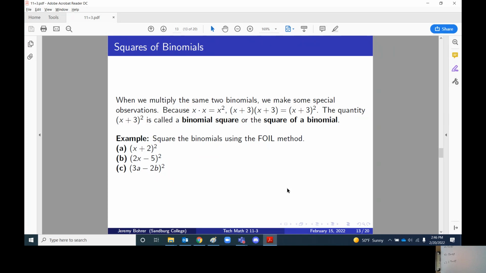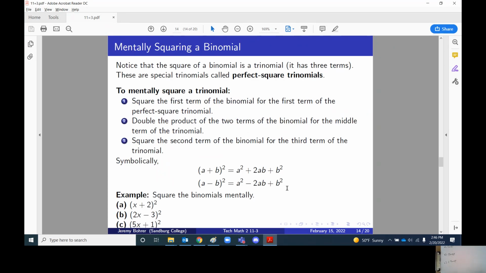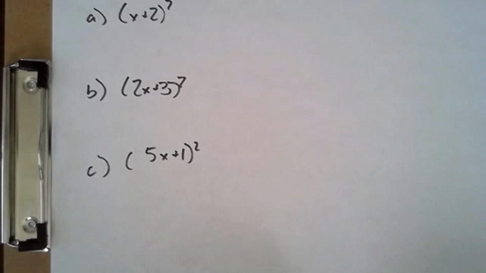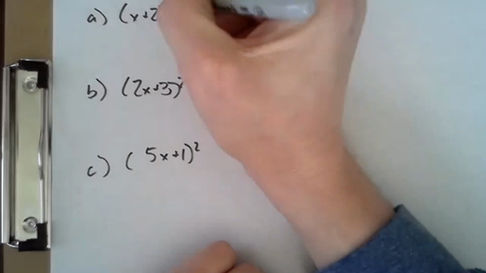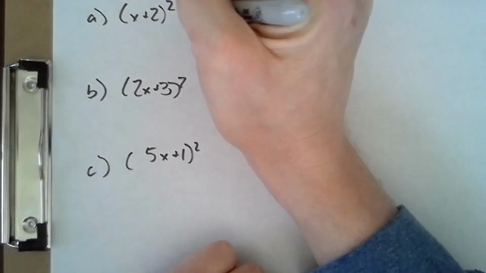Next, we are asked to square these without doing the FOIL method. We're going to do these mentally. And we know that the pattern is a squared plus or minus 2ab plus b squared. So here we have them. We've got x plus 2 squared.